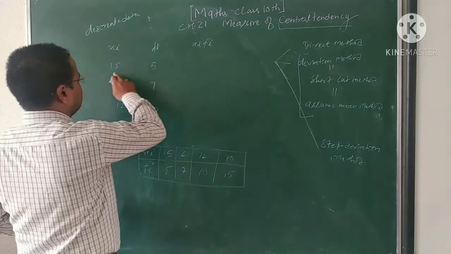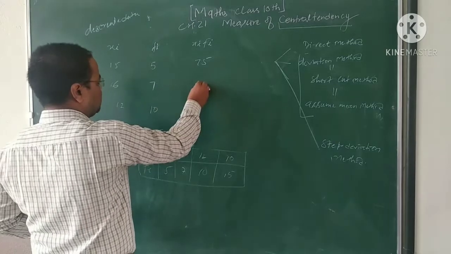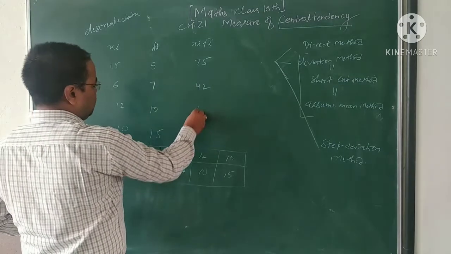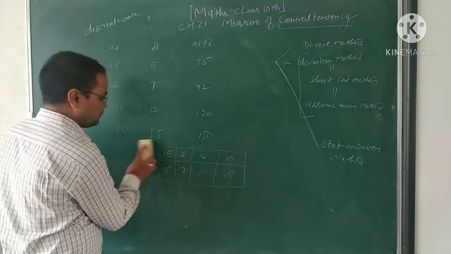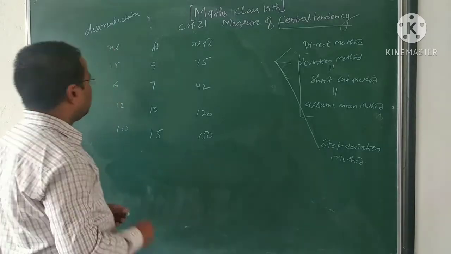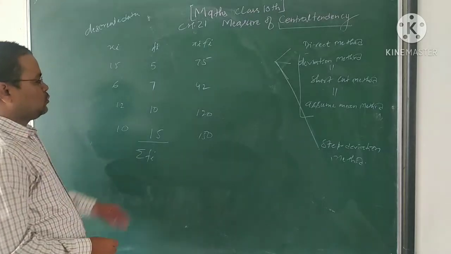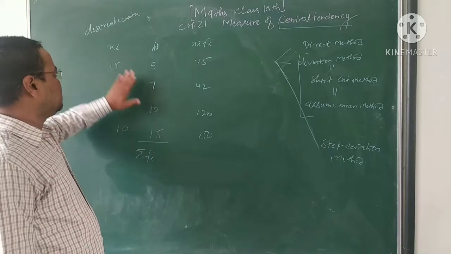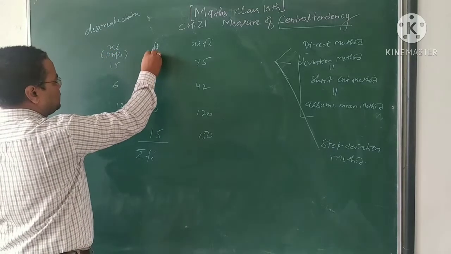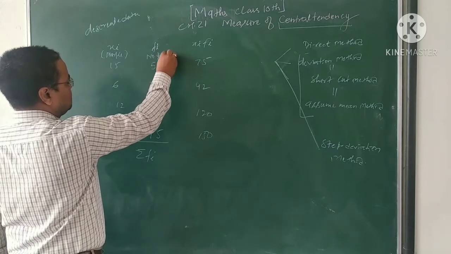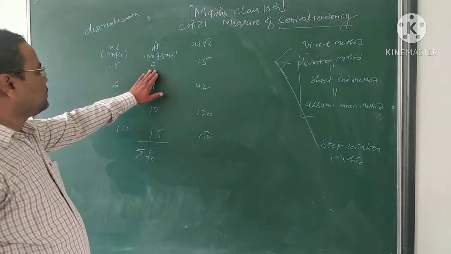After that we multiply: 15 times 5 is 75, 42, 120, 100. Like that we write. Okay, and then we find the total number of students. This is the number of students. Here marks, we can write it this way also: marks, number of students.